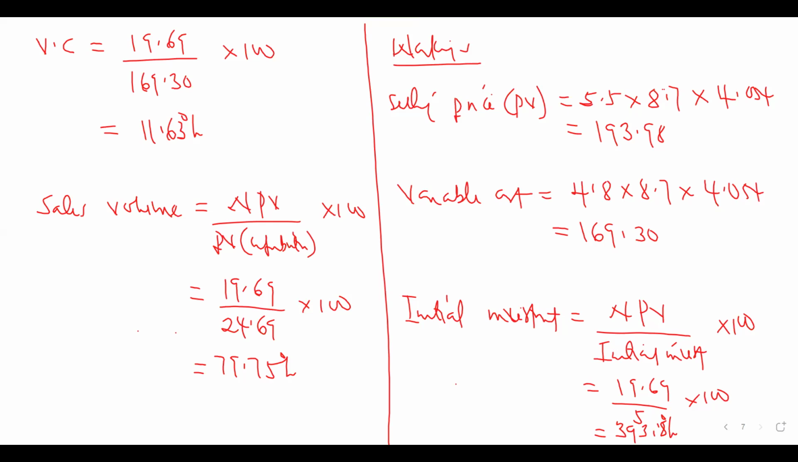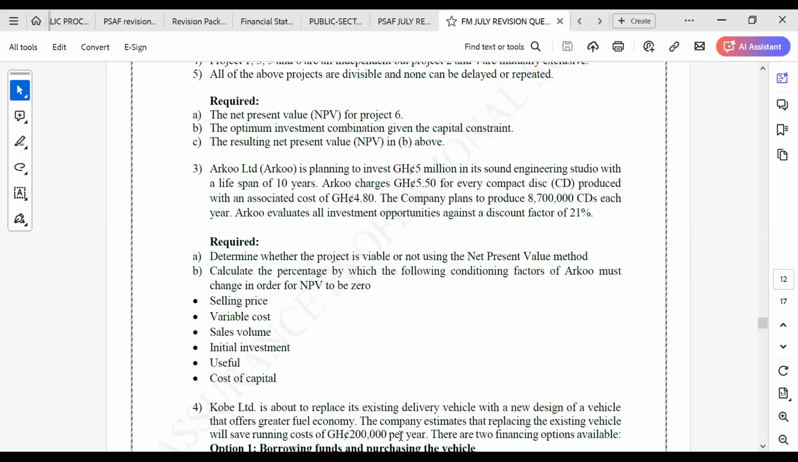Let's come to the next item as well. Useful life. So if we want to do this one, the useful life, what do we do? What do we calculate if we want to do it for the useful life? We calculate a discounted payback period, isn't it?